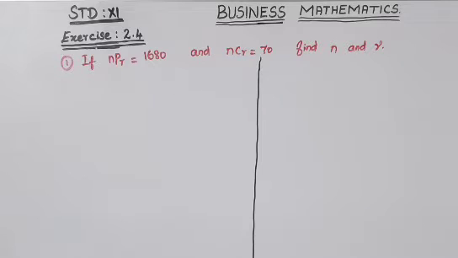Standard 11th Business Mathematics, Exercise 2.4. First question: if nPr is equal to 1680 and nCr is equal to 70, find n and r.